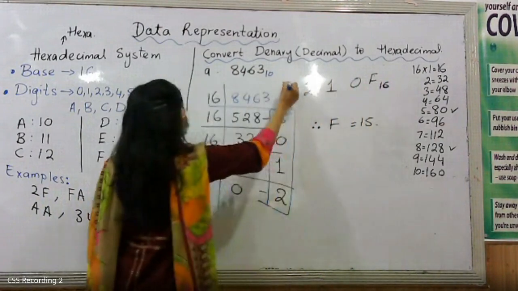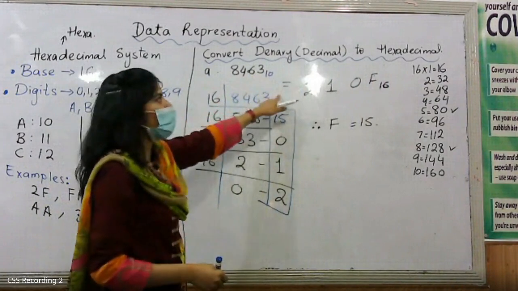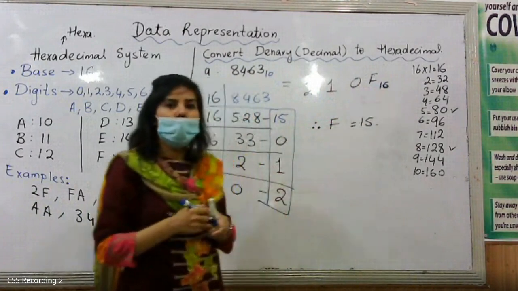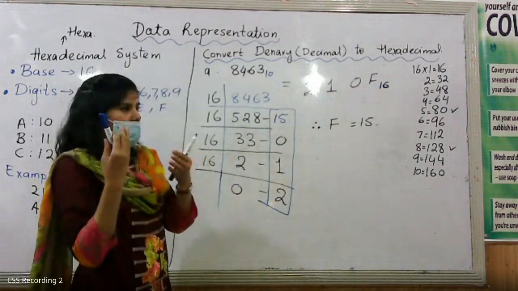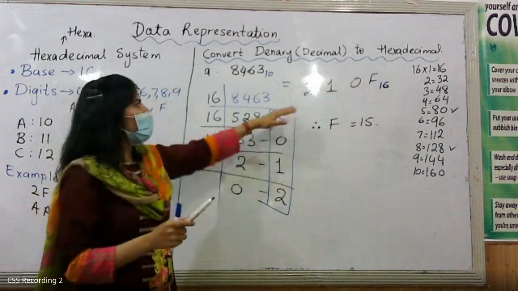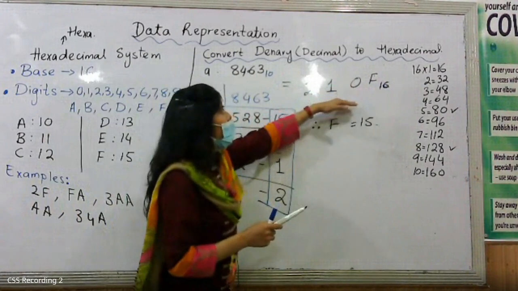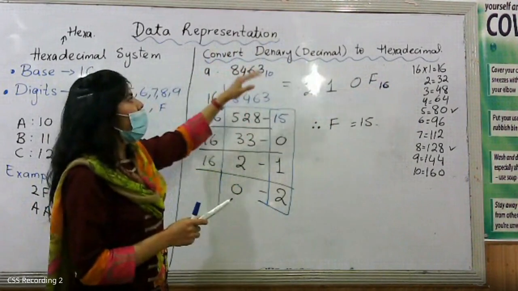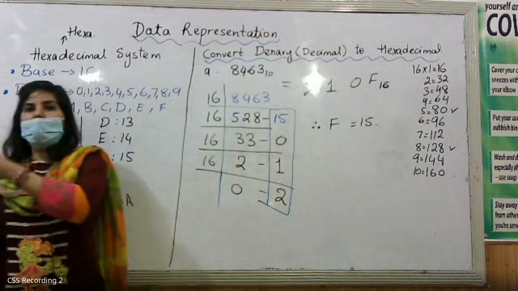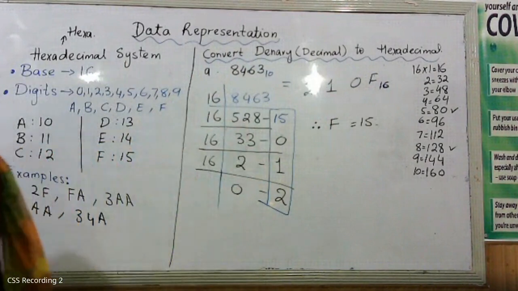We can say that 8463 denary number is equal to 210F hexadecimal number. The same question we did in the previous lesson. When we convert the same hexadecimal number into a denary number, we will get the same answer. We are converting from denary to hexadecimal, then hexadecimal to a denary number, right?